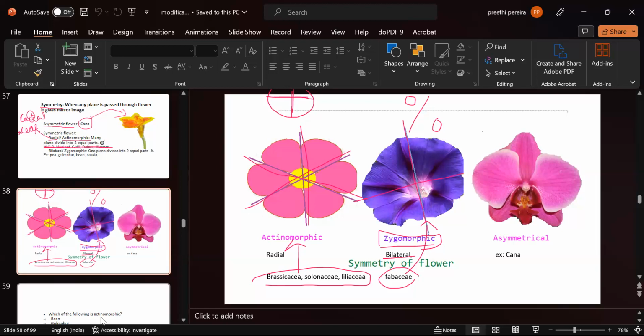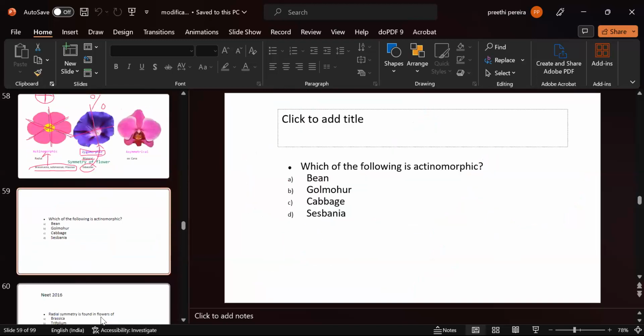Okay. Next, we will do some questions. Now, they have asked which of the flowers are actinomorphic. What does actinomorphic mean? Radially symmetric. Now, how to go through this? I had told you all that the examples of the families are very important. So, the examples for actinomorphic were Brassicaceae, Solanaceae, and Liliaceae. Now, what you have to do is search which among these plants belong to Brassicaceae, Solanaceae, Liliaceae.